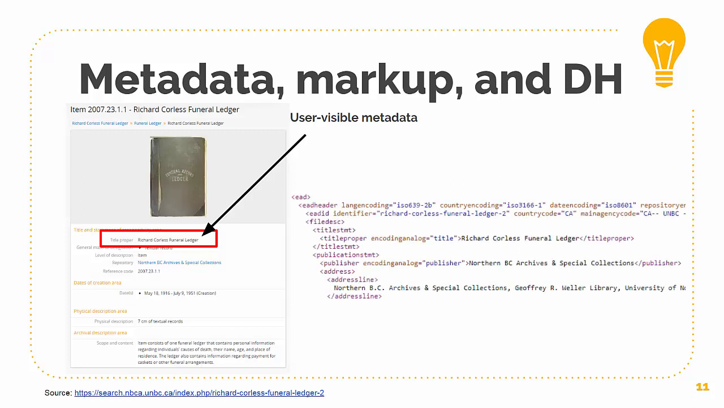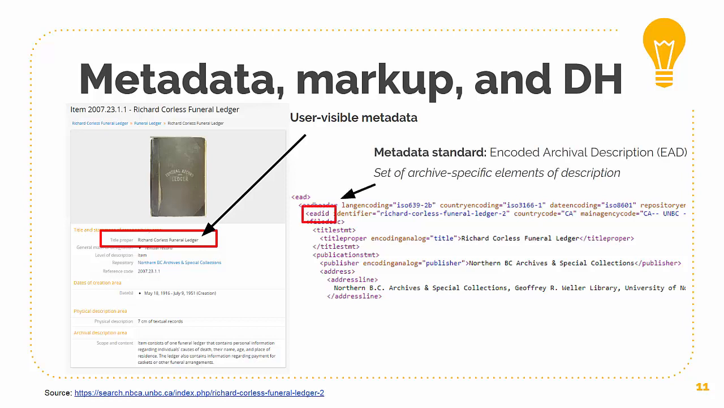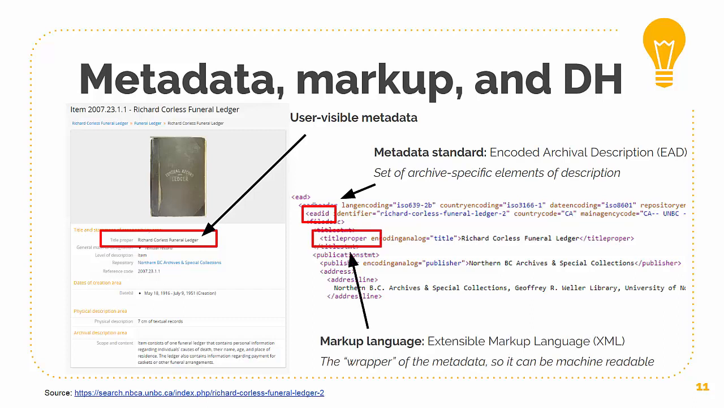So this is the XML code, which is actually freely available via a link on this page on the archive's website. Here we can see that there's the metadata standard EAD, which is a specialized set of elements of description that are specifically for archival documents. We can also see that the markup language, extensible markup language, or XML, is used, which is acting as a sort of wrapper of the metadata, so that the metadata using EAD standards can be machine readable.